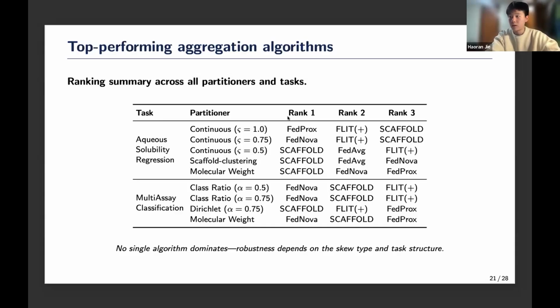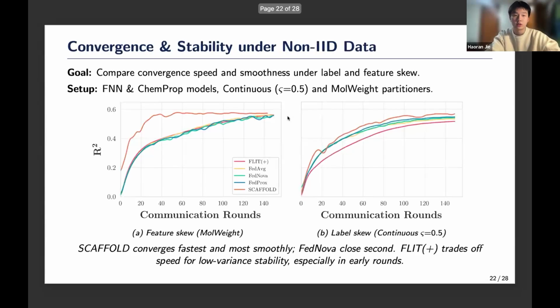Next up is to look at factors other than just pure performance accuracy, but other issues, for example, the convergence and stability, which illustrates different convergence behavior when I use different aggregation strategies. On the left, we have the feature skew being created here. On the right, we have the label skew being created here. And we could compare to see how fast different aggregation algorithms converge, and how stable they are.